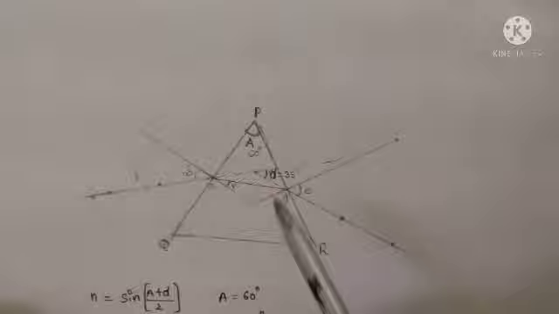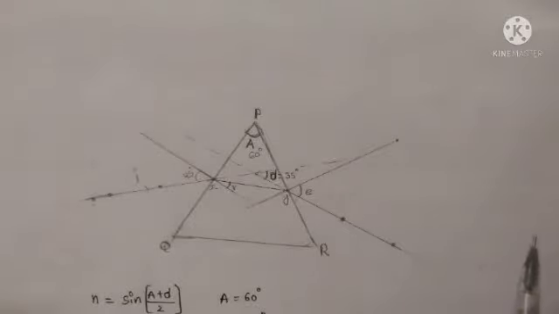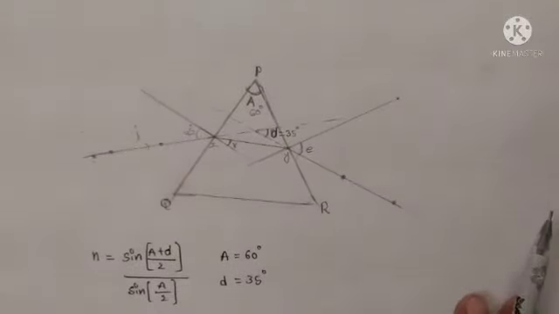After measuring, we got the angle of prism as 60 degrees and the angle of deviation as 35 degrees. We have the formula to find the refractive index of the prism. n equals sin((A+D)/2) divided by sin(A/2). Here A is 60 and D is 35.